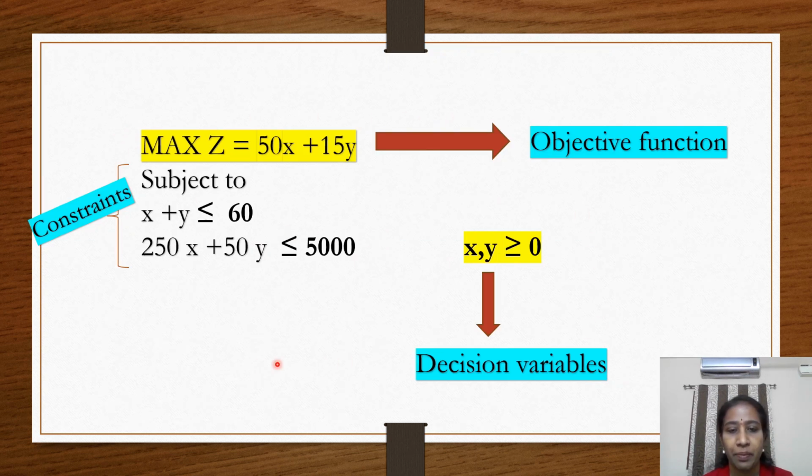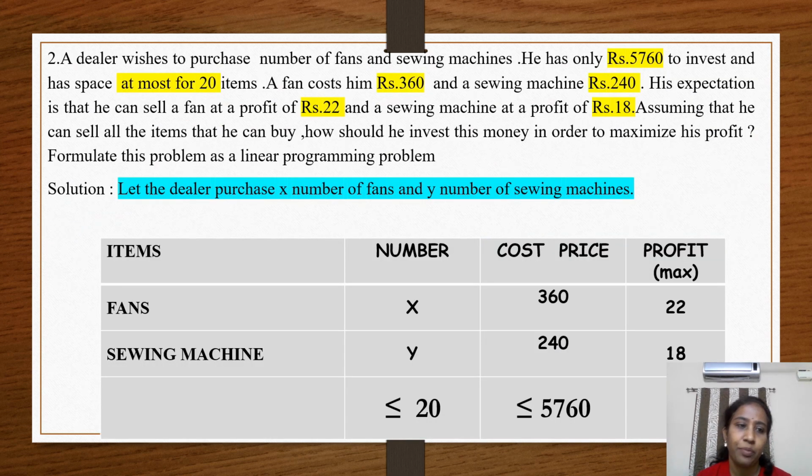So now this is the LPP we got, and this maximum Z is equal to 50X plus 15Y is our objective function, and these two are the constraints, and X and Y in the LPP are nothing but our decision variables. Now coming to the second problem, a dealer wishes to purchase a number of fans and sewing machines. He has only rupees 5,760 to invest and has space at most for 20 items. A fan costs him rupees 360 and a sewing machine rupees 240.